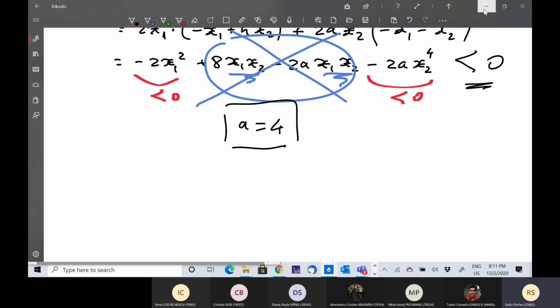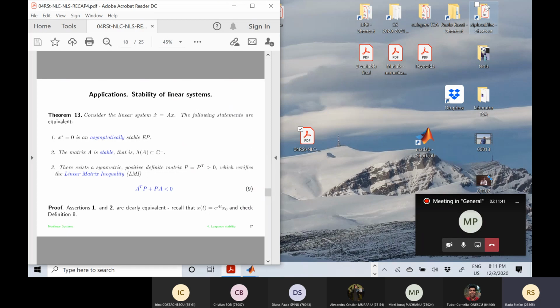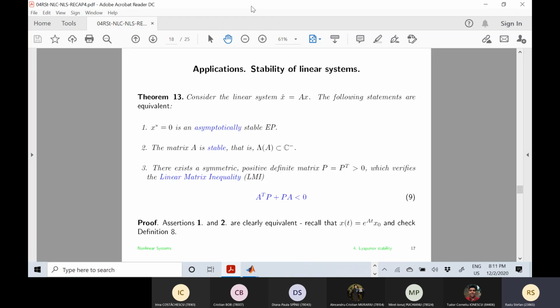Okay, thank you. I think these were 2 examples of quadratic Lyapunov function candidates. It's one of the classes of Lyapunov functions. Yeah, the quadratic ones. It's just one of the classes.